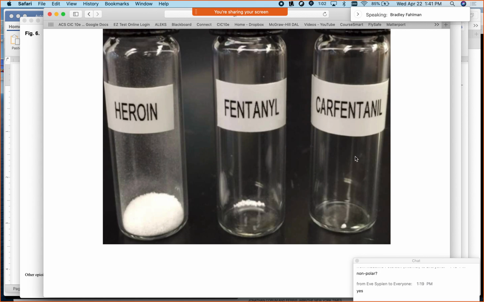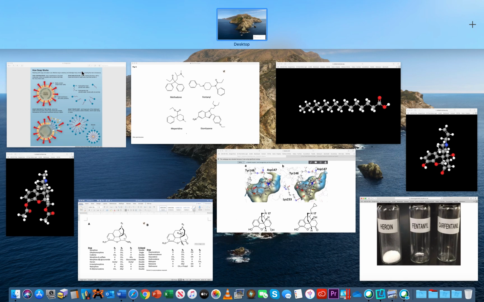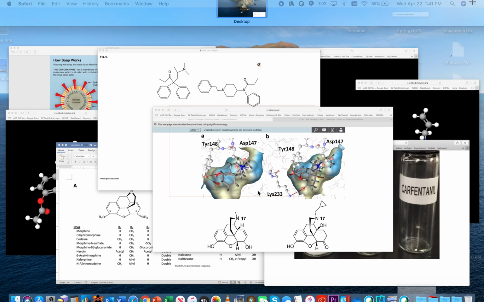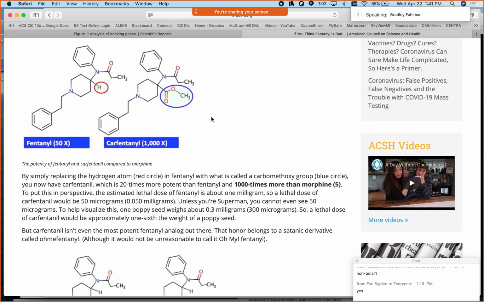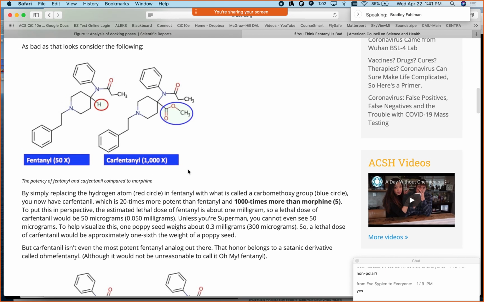And then this is carfentanil. So this is another derivative of it. It's a structure similar to fentanyl, but so much more dangerous. And so this is what that looks like. Okay, so this is compared to morphine. Fentanyl is 50 times more lethal.